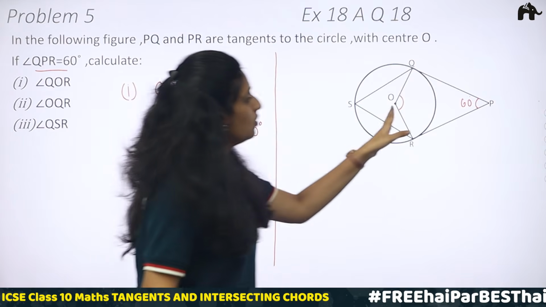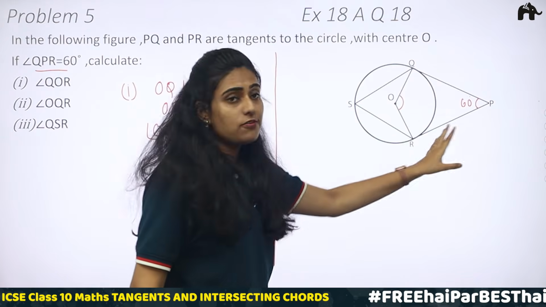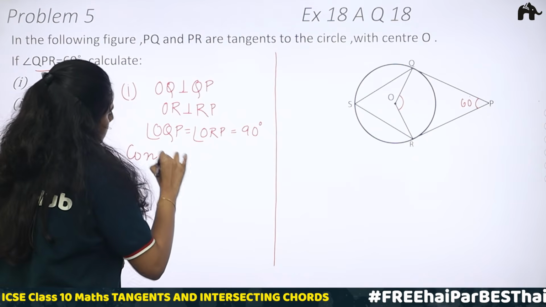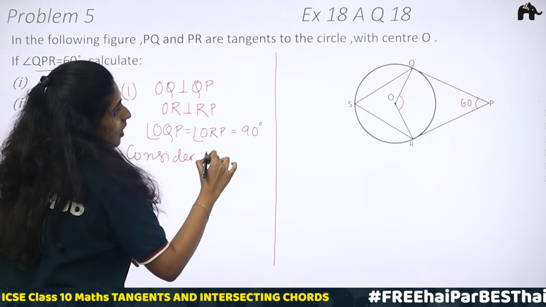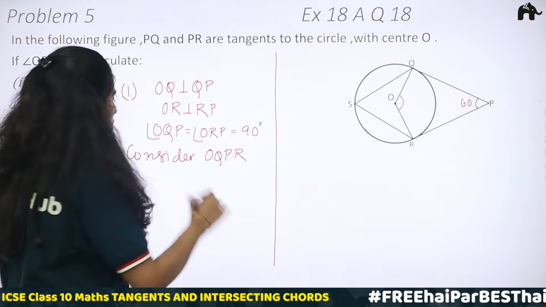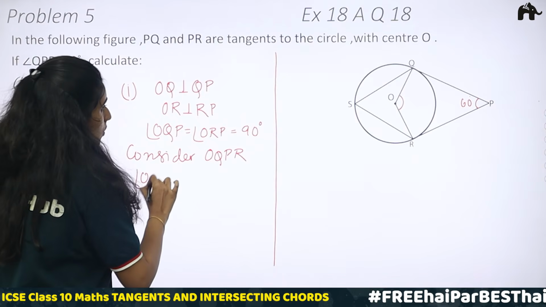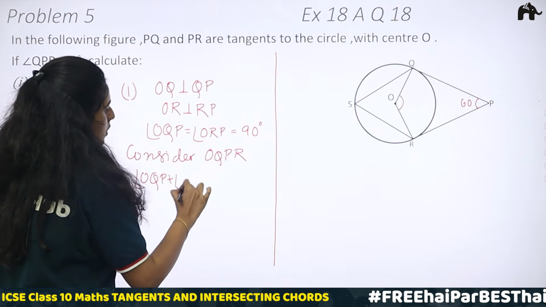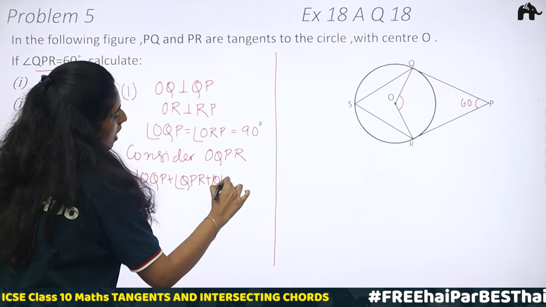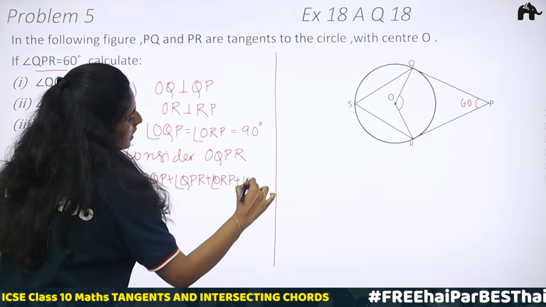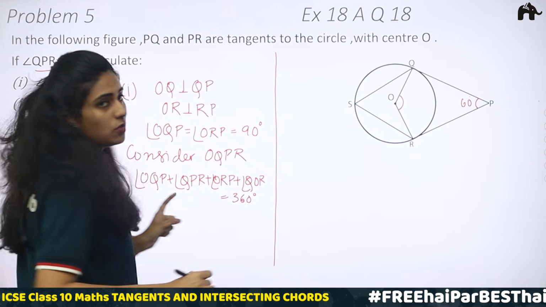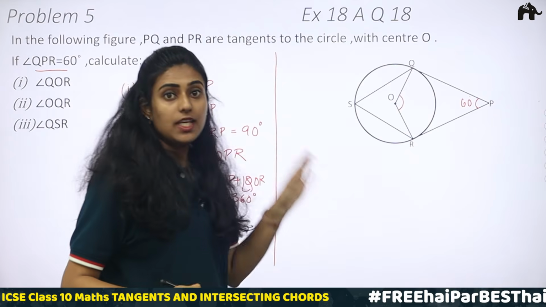Okay, so we know inside a quadrilateral the sum of angles will be equal to 360 degrees. Consider quadrilateral OQPR. Sum of angles, that is angle OQP plus angle QPR plus angle ORP plus angle QOR will be equal to 360 degrees. Sum of angles of a quadrilateral will be 360 degrees.